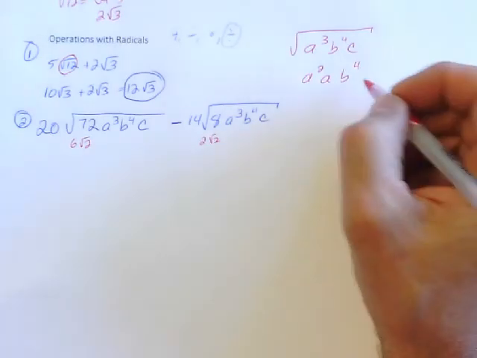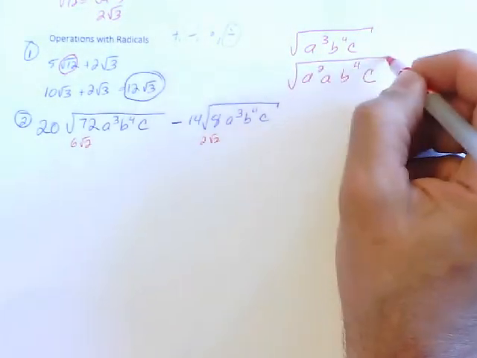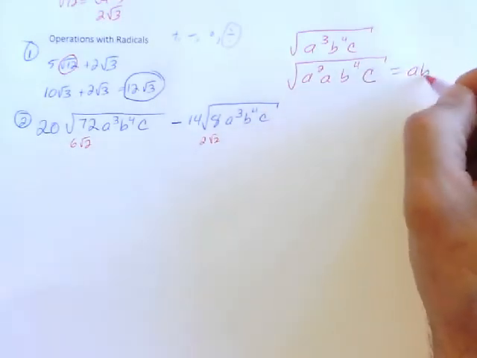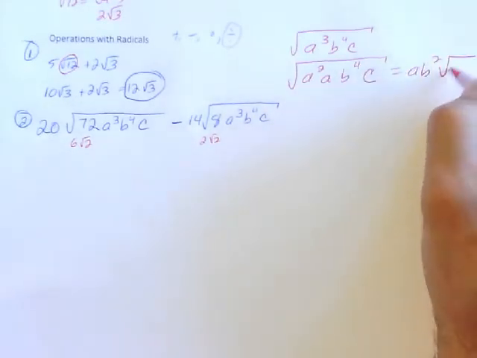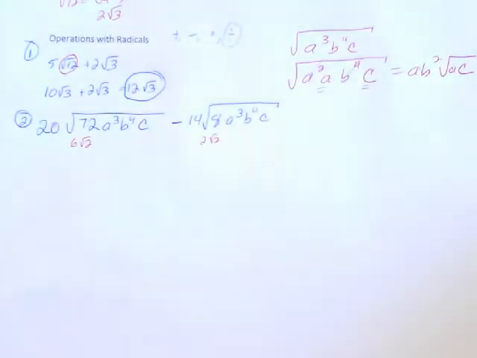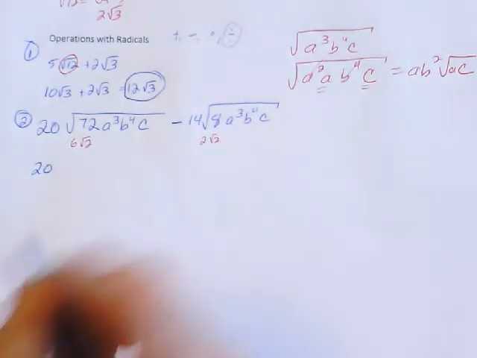So a cubed, we're going to change to a squared a. B to the 4th is going to stay fine just the way it is. C is going to be just the way it is because it's just a c, you can't do anything to it. So this will become ab squared radical ac. This guy went out, that guy went out, those two remain inside.